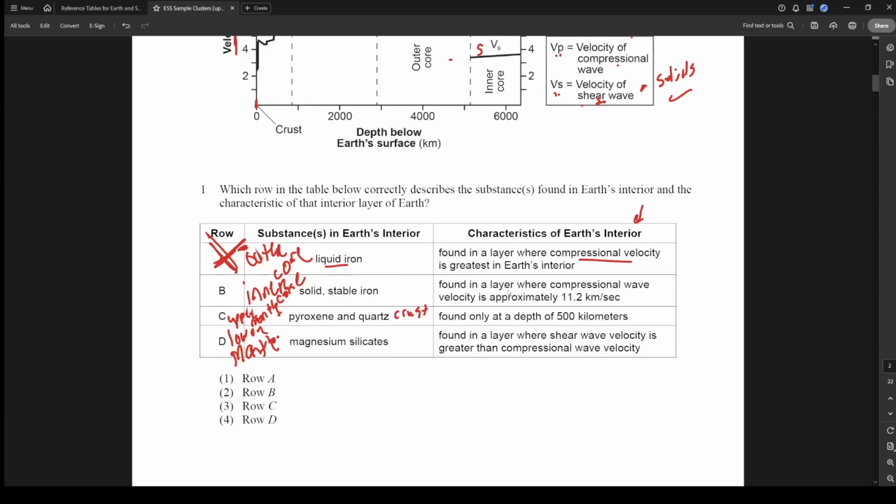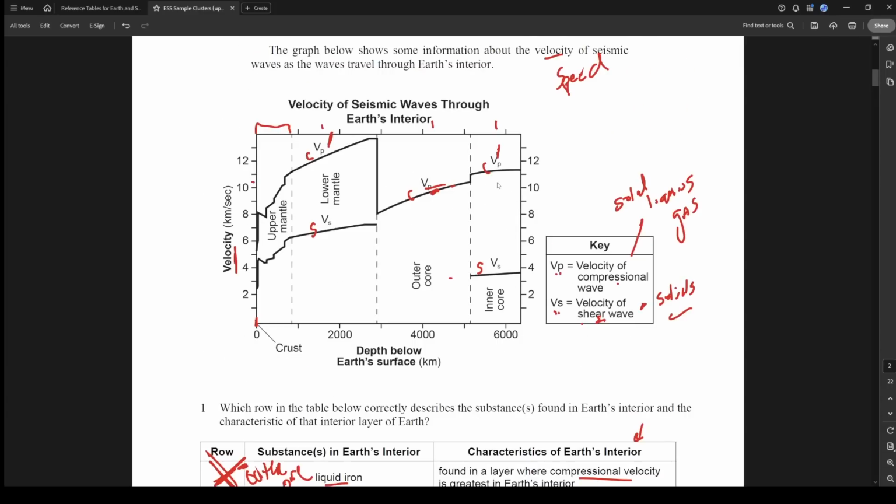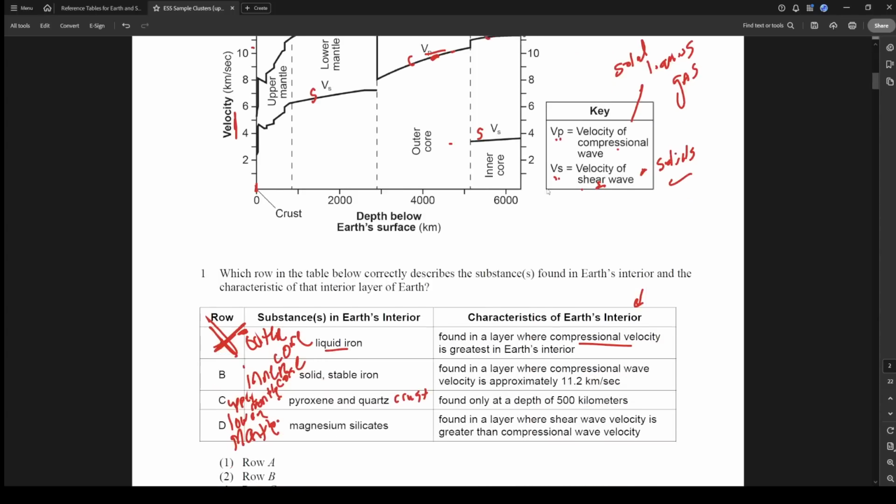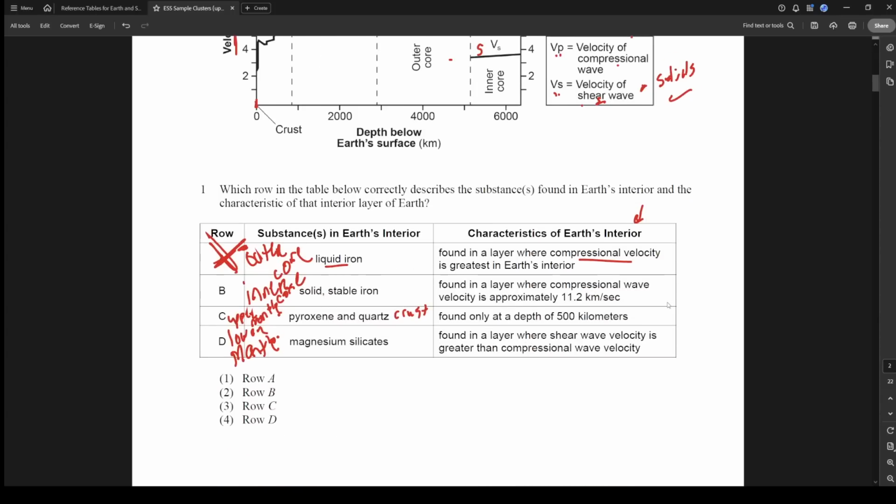Is that found in a layer where the compressional wave velocity is approximately 11.2? So let's go see that in the inner core. So compressional waves VP, is that about 11.2? Yes. So this is a contender for the right answer, but we're going to check the other two just to be sure, because if we do see something true in C or D, then we know we could have messed up on B, because obviously there's going to be only one right answer, right?